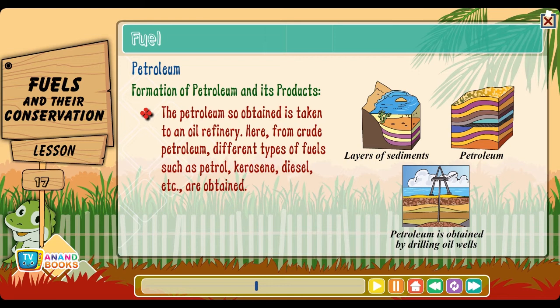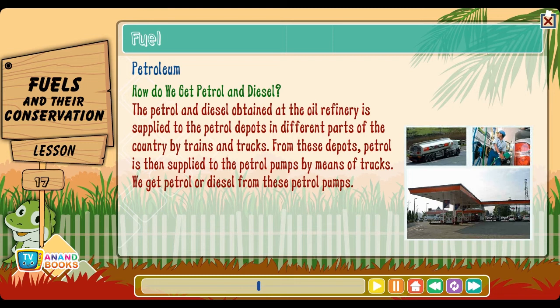How do we get petrol and diesel? The petrol and diesel obtained at the oil refinery is supplied to the petrol depots in different parts of the country by trains and trucks. From these depots, petrol is then supplied to the petrol pumps by means of trucks. We get petrol or diesel from these petrol pumps.